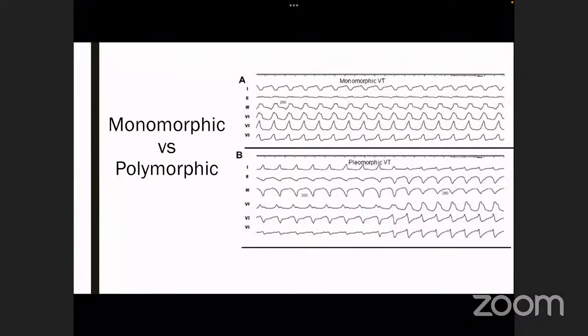Here, as you can see, is the difference between monomorphic and polymorphic, in the shape of the waves. The monomorphic has the same shape all over, and the polymorphic can interchange.